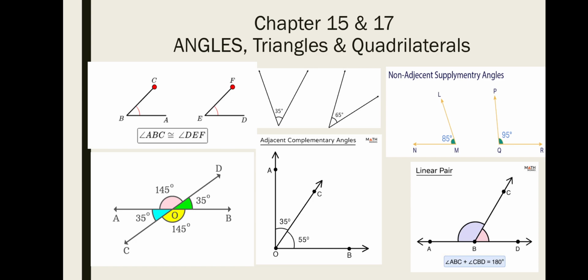Then here, these are the vertically opposite angles. Vertically opposite angles like AOD and COB have the same measure, and AOC and DOB also have the same measure, which are 35 degrees and 145. When you add 145 to 35, you get two linear pairs here. One is AOD and AOC, and another is DOB and BOC.